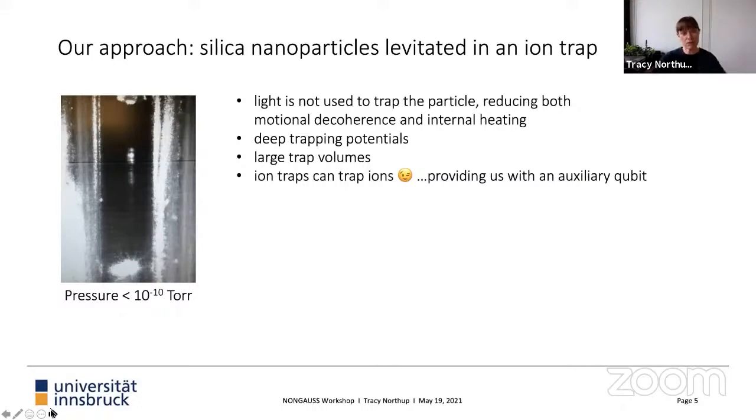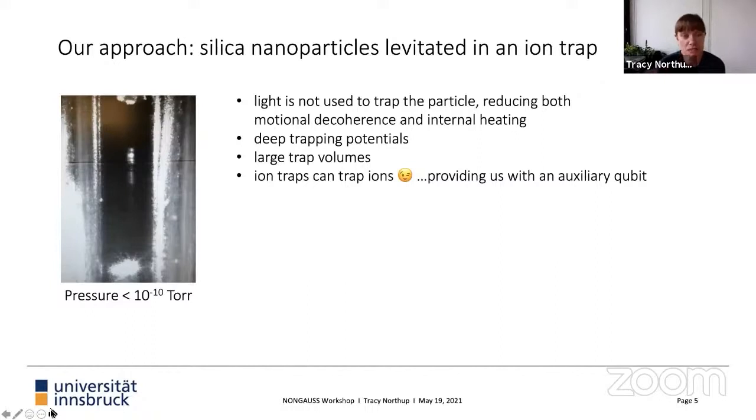So the fact that we're not using light to trap the particle, that's going to help us in terms of reducing the motional decoherence in the system. And it's also going to help us in terms of reducing internal heating. So the particle is then not going to heat up, even though silica is really good for keeping heating down. Still, these things can get really hot, especially under ultra high vacuum. And so that's also an advantage of an ion trap.